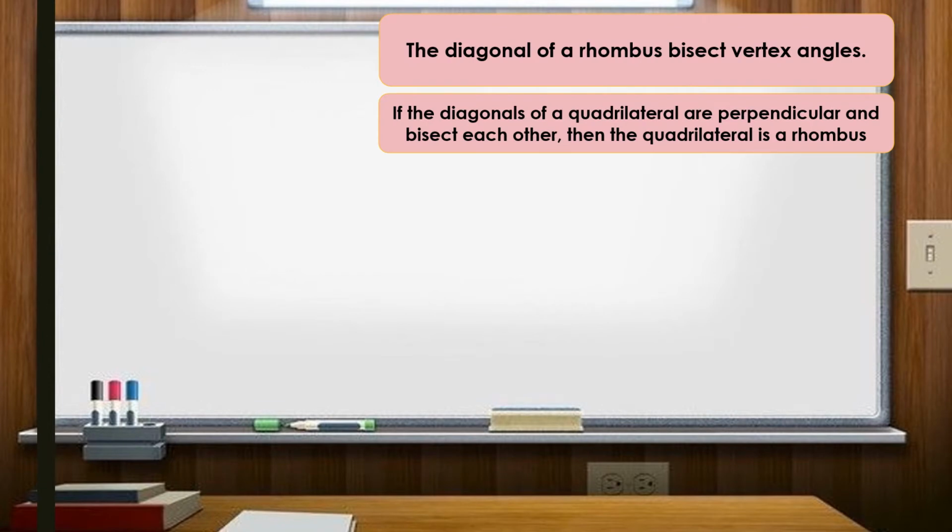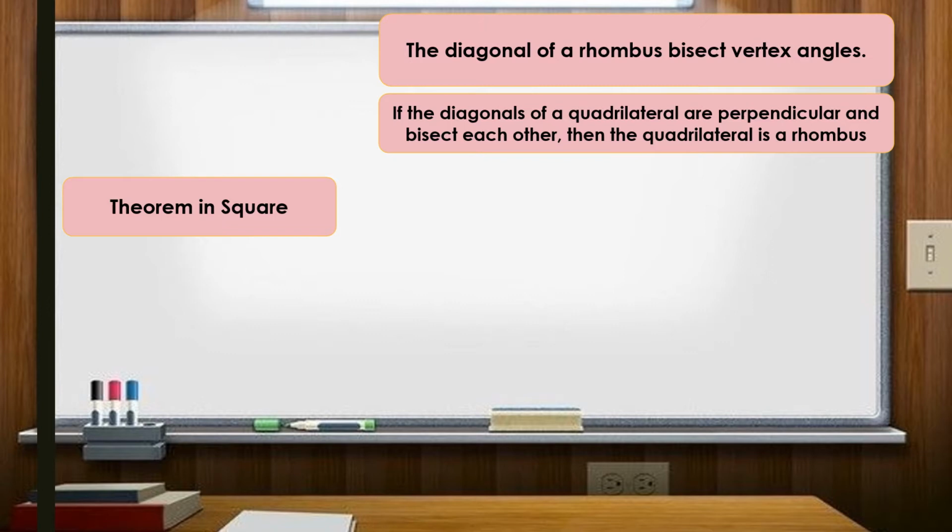So the diagonals of a rhombus bisect each vertex angle. If the diagonals of a quadrilateral are perpendicular and bisect each other, then the quadrilateral is a rhombus. As I've said, a rhombus has diagonals which bisect each other. Then also it bisects the vertex angles. Okay. Next, if the diagonals of a quadrilateral are perpendicular and bisect each other, then the quadrilateral is a rhombus. So, as you can see, when you say perpendicular, it bisects into 90 degrees. Therefore, that is a rhombus.